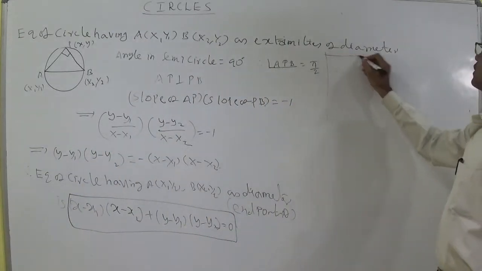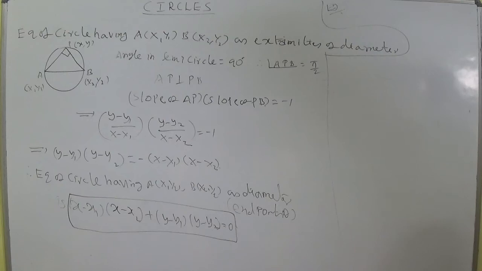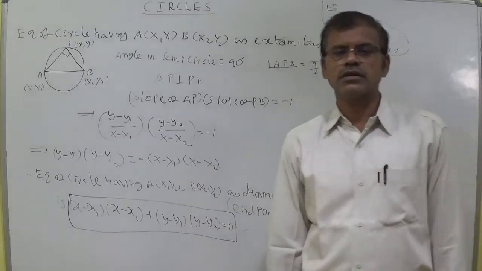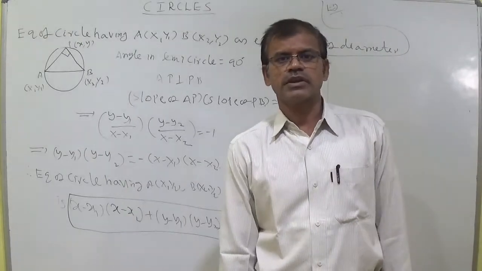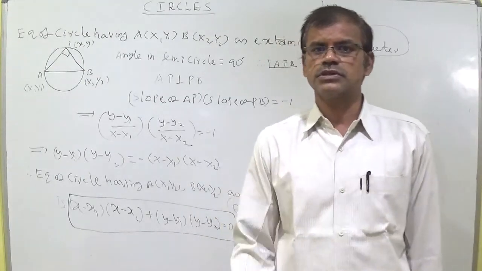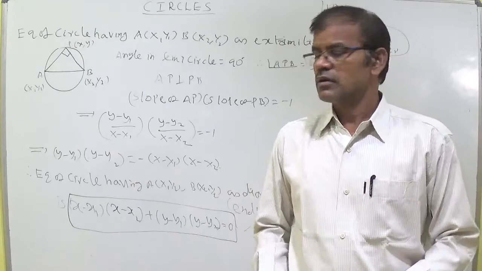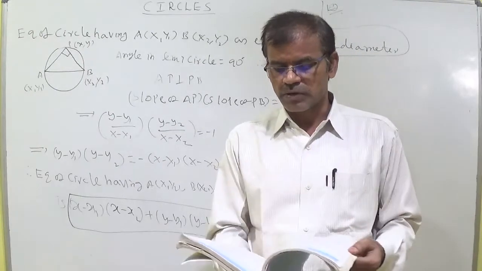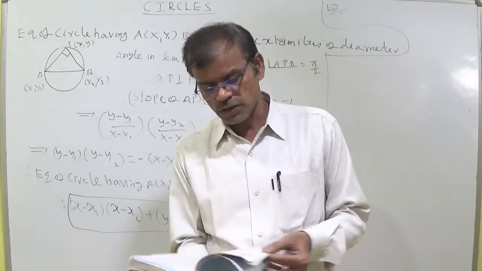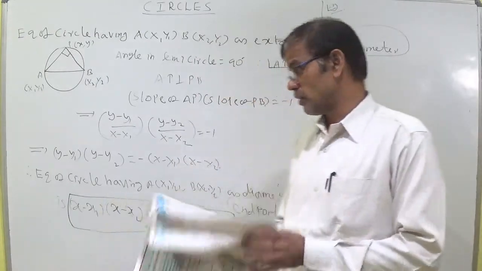Let us discuss an example sum about 2 marks. You should remember this formula. Equation of a circle having end points of diameter (x1, y1), (x2, y2) is (x minus x1)(x minus x2) plus (y minus y1)(y minus y2) equal to 0, or equation of circle having AB as a diameter. You should not forget the formula. It is most important for 2 marks for objective, and for 7 marks also one model is there. So you should not forget to remember the formula.